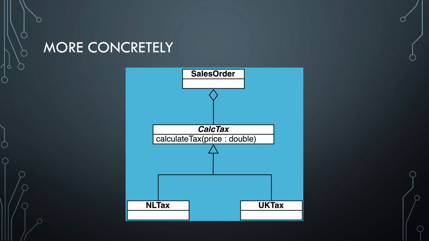In the UML diagram, this is what it looks like. We have a sales order class that aggregates a CalcTax class, and CalcTax is an abstract class that encapsulates the variation in tax calculation. Then we have an NL tax and UK tax subclass that each have the tax implementation specific for that country.